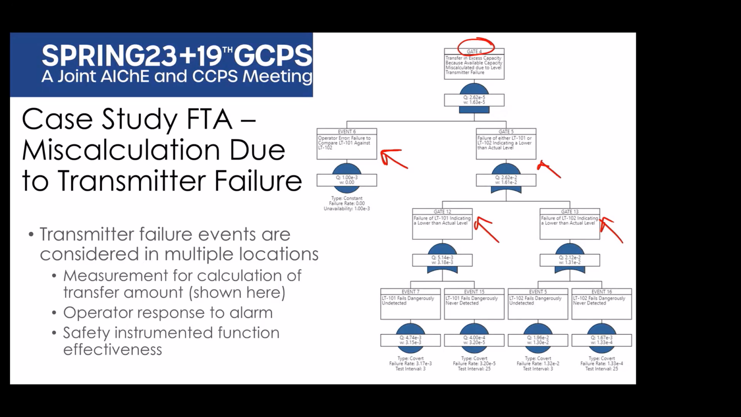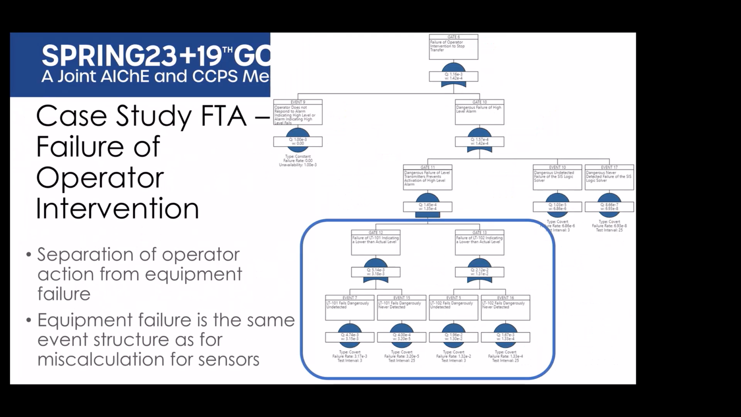So either I didn't check to make sure that there was a failure, or part of that needs to be that one of the devices failed. So part of it here is the device failed and I forgot to check it. And I have 2 devices. So I'm making the conservative assumption that I'm going to read the wrong transmitter, the failed transmitter. That's why you have the OR gate here. Next thing is the failure of operator intervention.